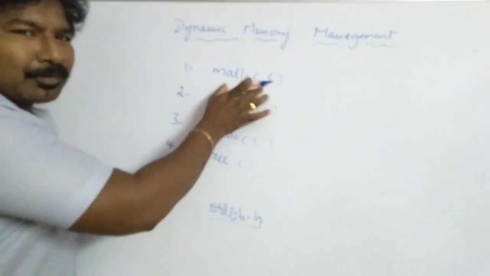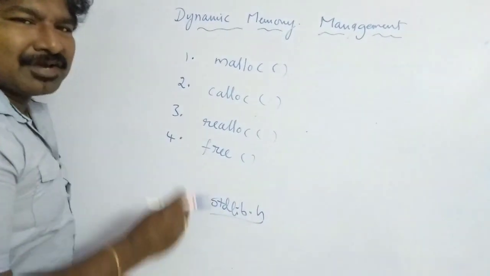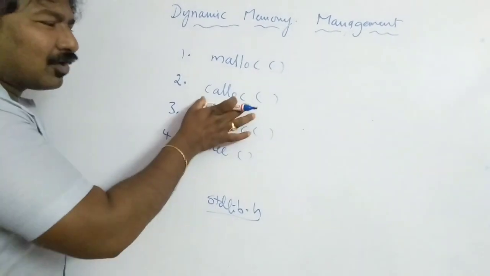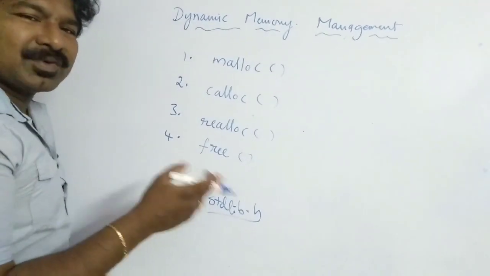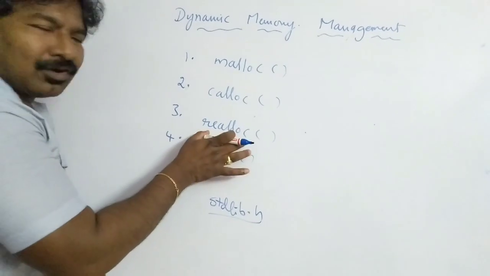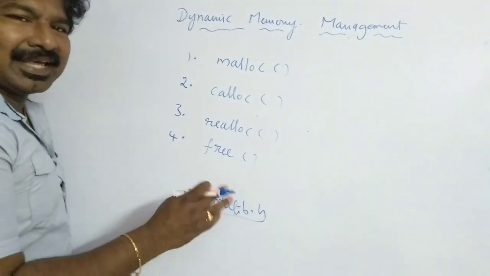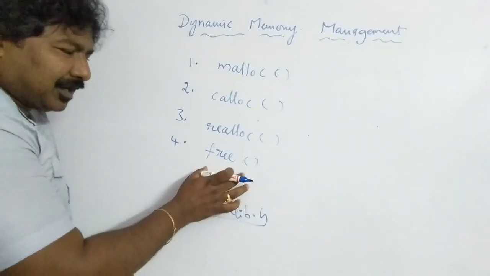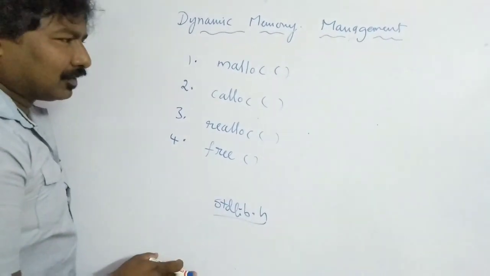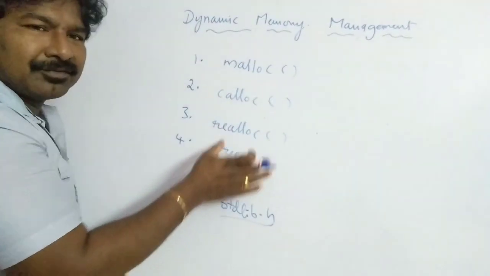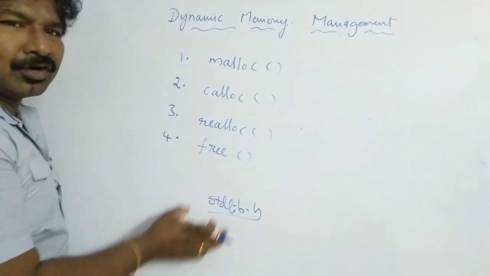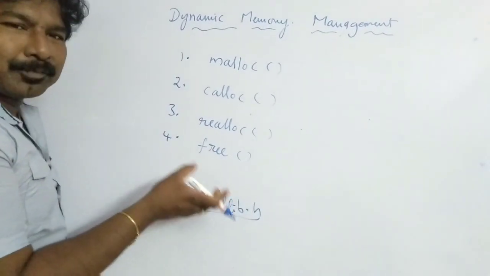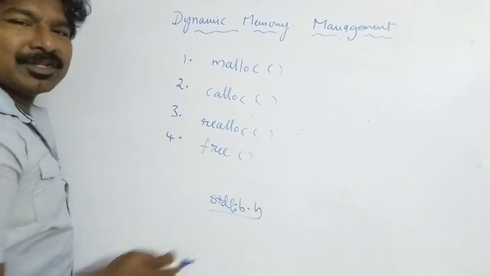What is malloc? Malloc is a shorthand notation for memory allocation. Calloc is a shorthand notation for contiguous allocation. Realloc is a shorthand notation for reallocation of memory. Free is for freeing of memory. We'll discuss each and every function, what their properties are and how to use them in your program. I'll start with malloc.